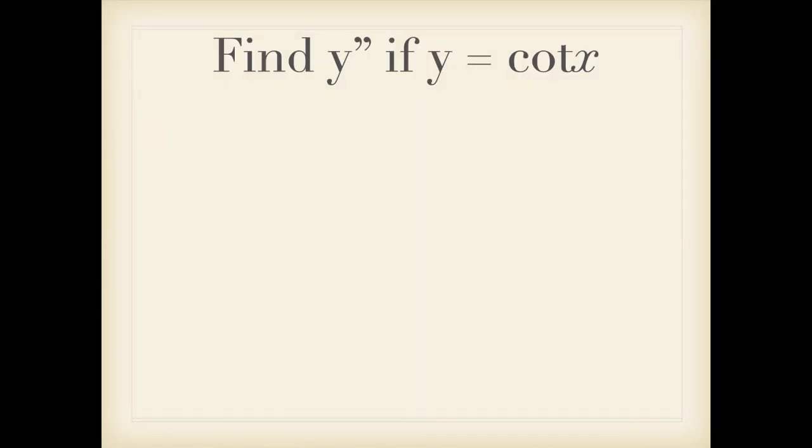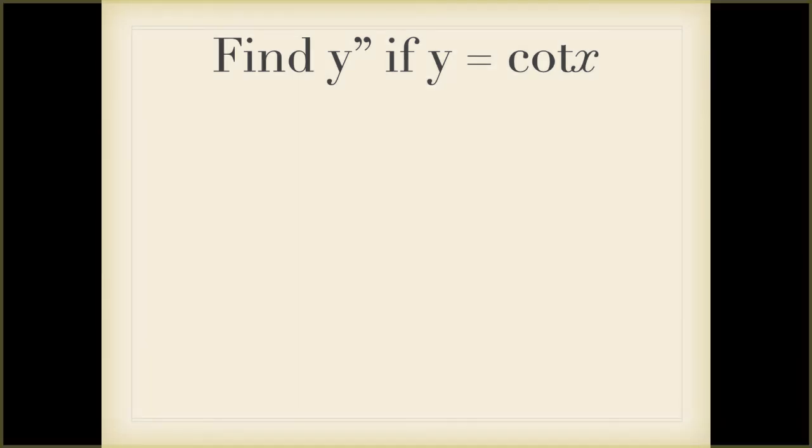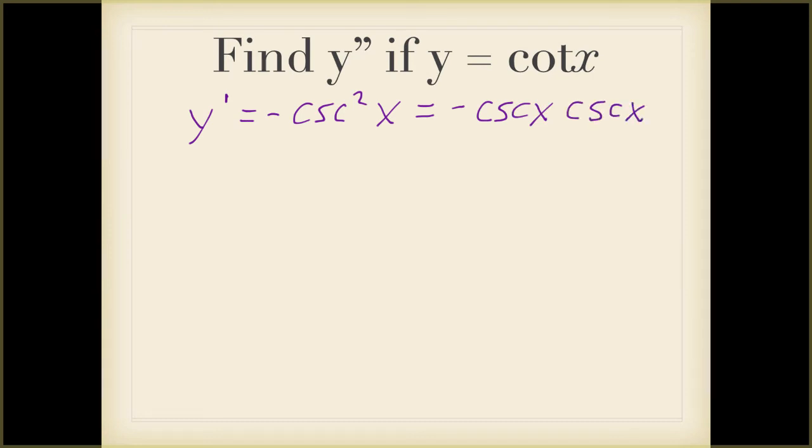So here it says find y double prime if y equals cotangent x. Well, when you take the first derivative of cotangent x, y prime is negative cosecant squared x. Now we need to take the second derivative. I'm going to rewrite y prime as negative cosecant x cosecant x, because cosecant squared x is just cosecant x times cosecant x. So I'm going to expand it out so we can use our product rule.